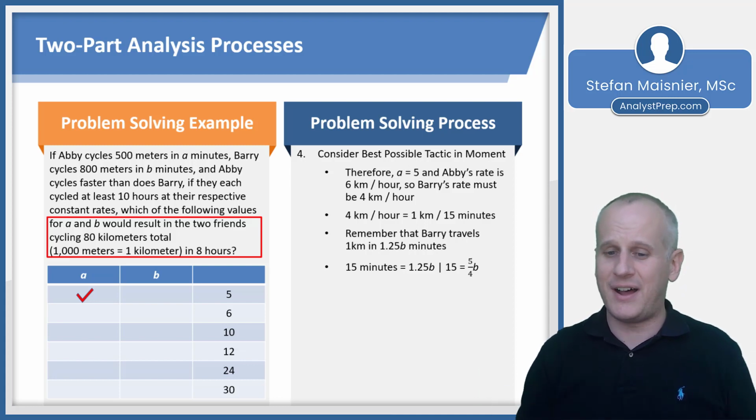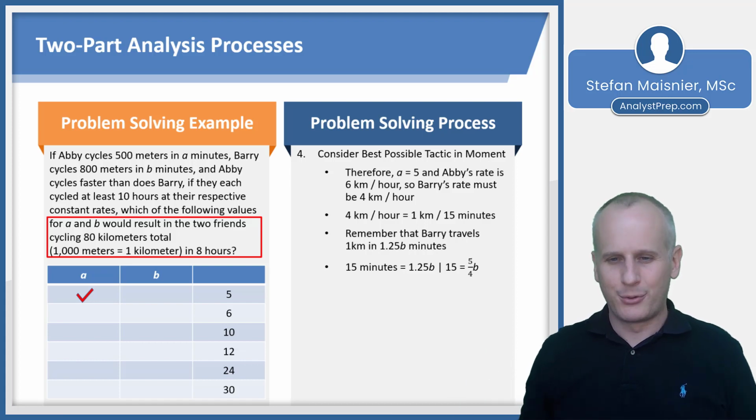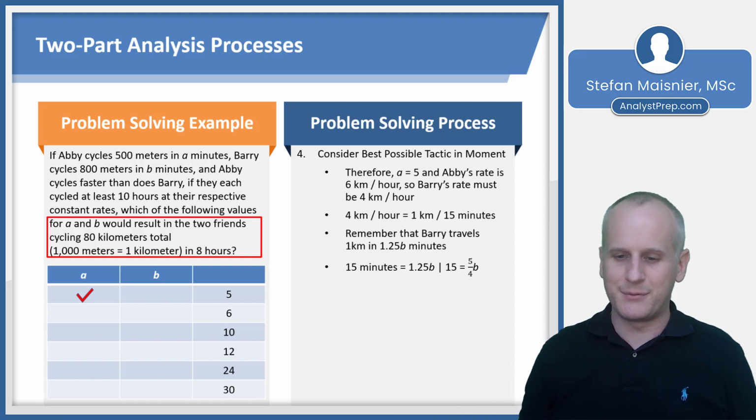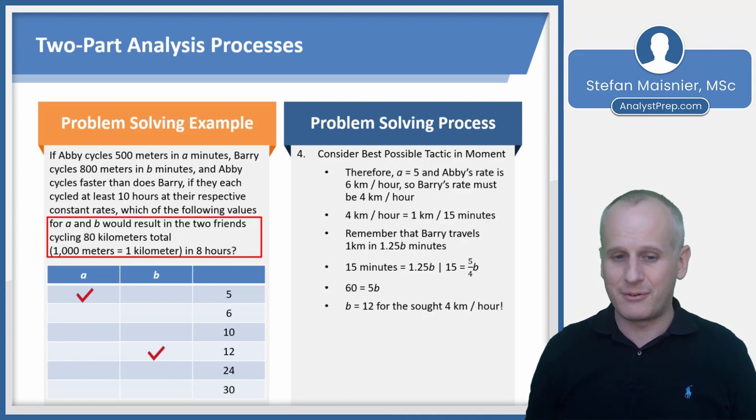You can either just divide 15 minutes by 1.25 using the calculator, or you can use your mental math skills that you're going to cultivate through the quantitative section to go, well, 15 times 4 is going to be 60. 60 divided by 5 is going to be 12. And that's our sought 4 kilometers per hour for Barry. So our answers are 5 is our A minutes for Abby and 12 is our B minutes for Barry.